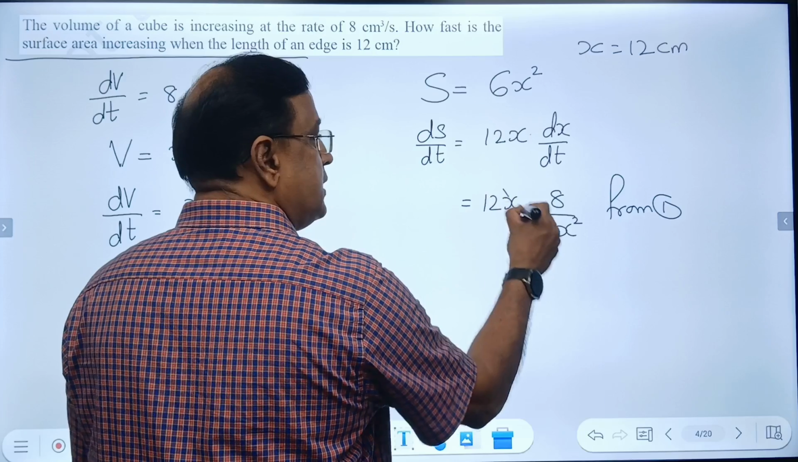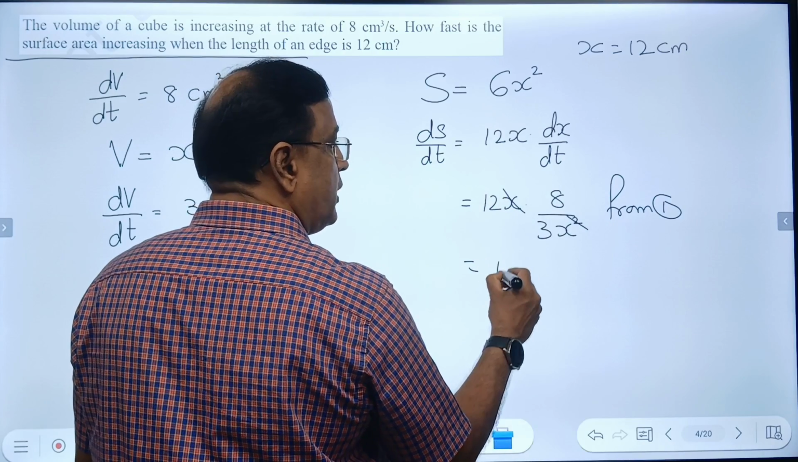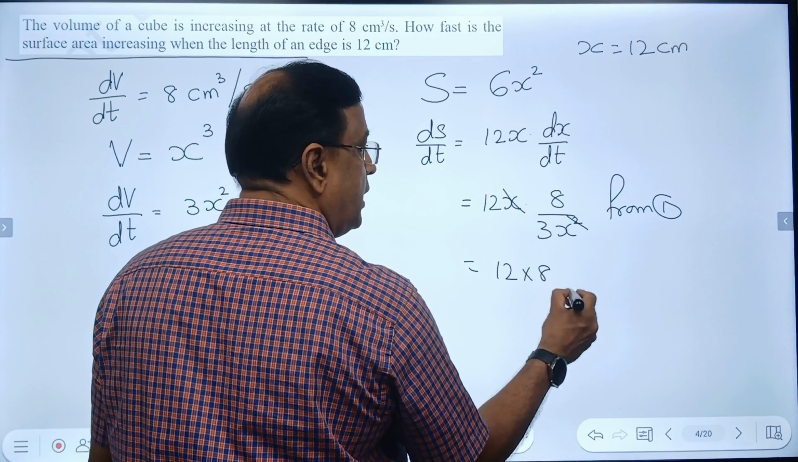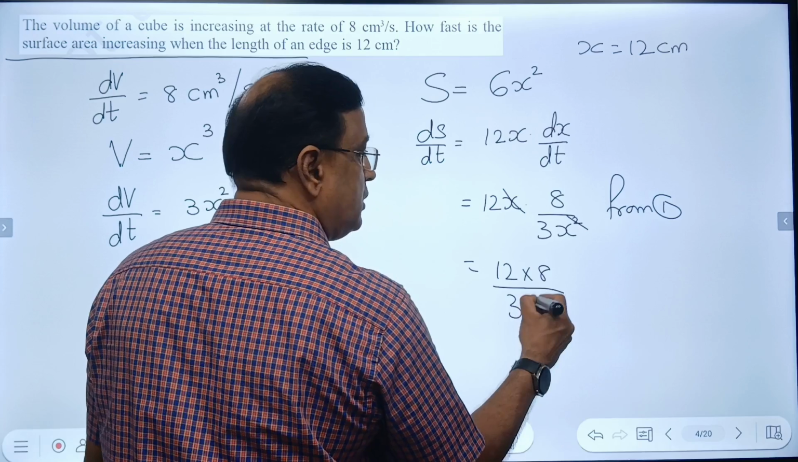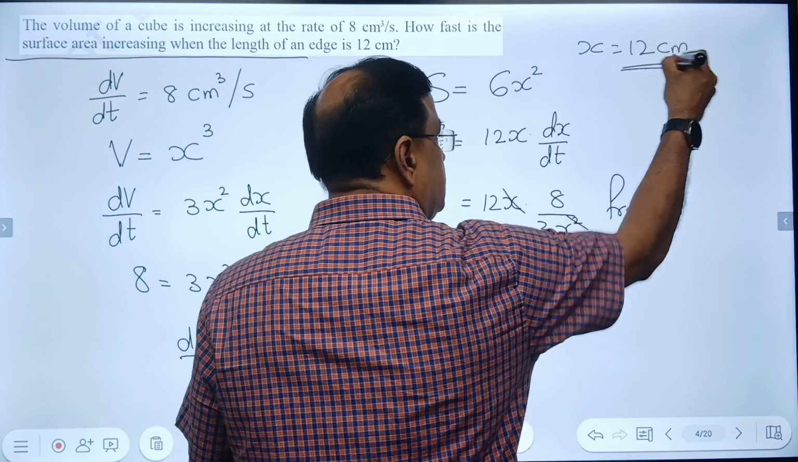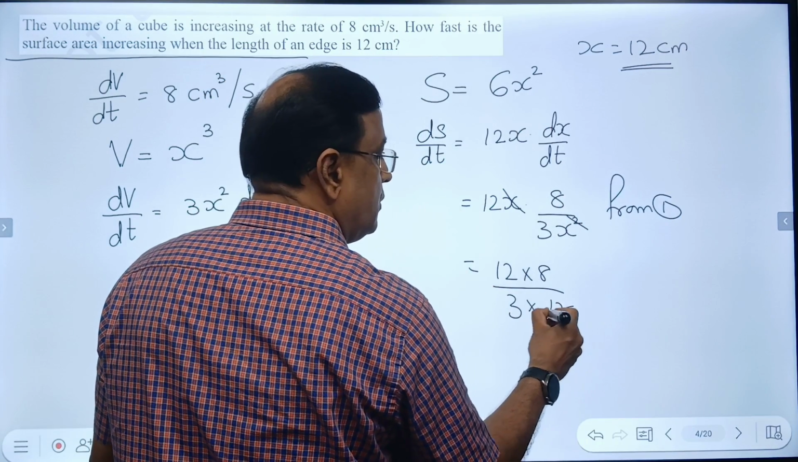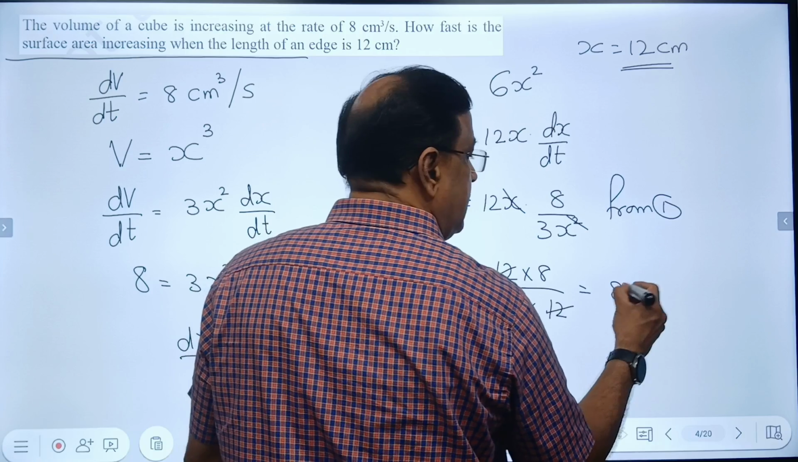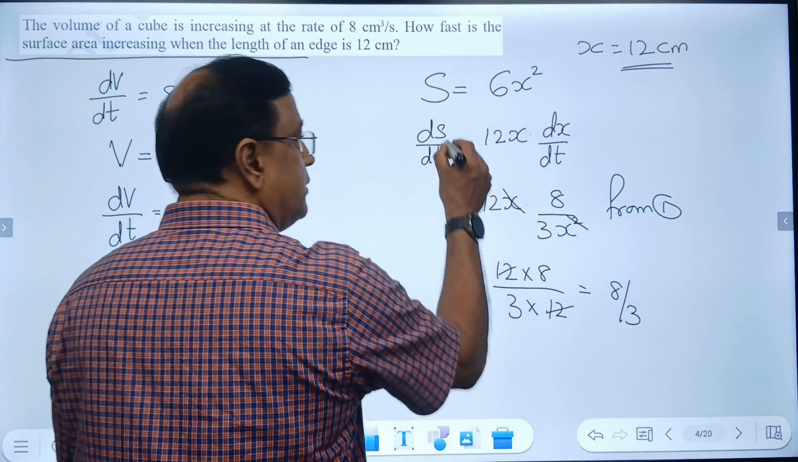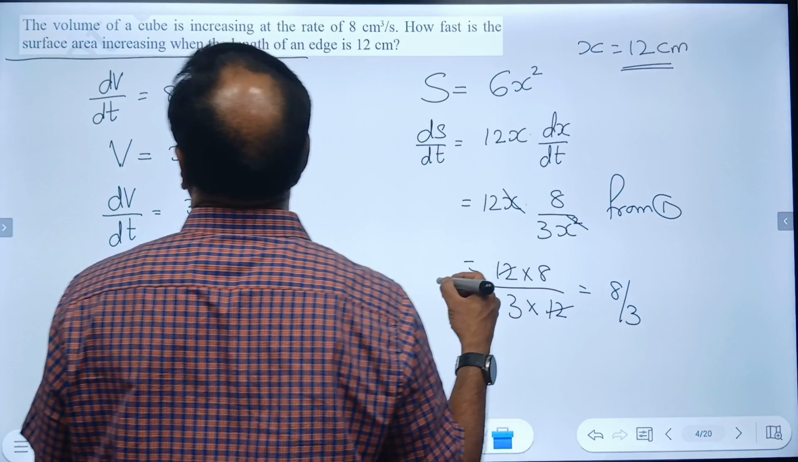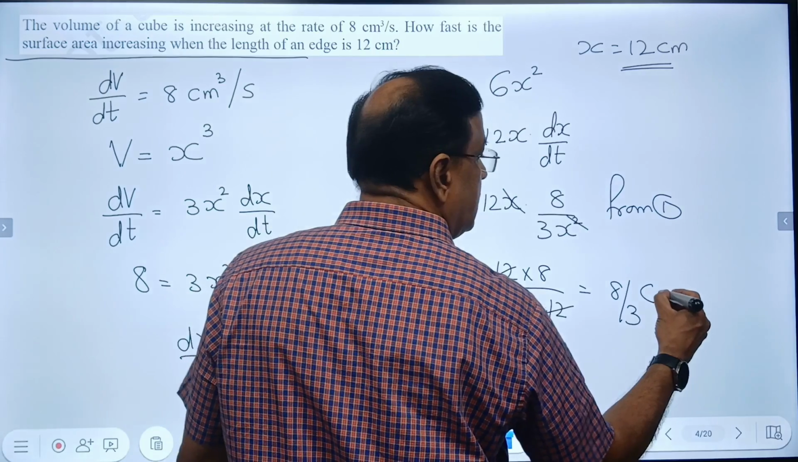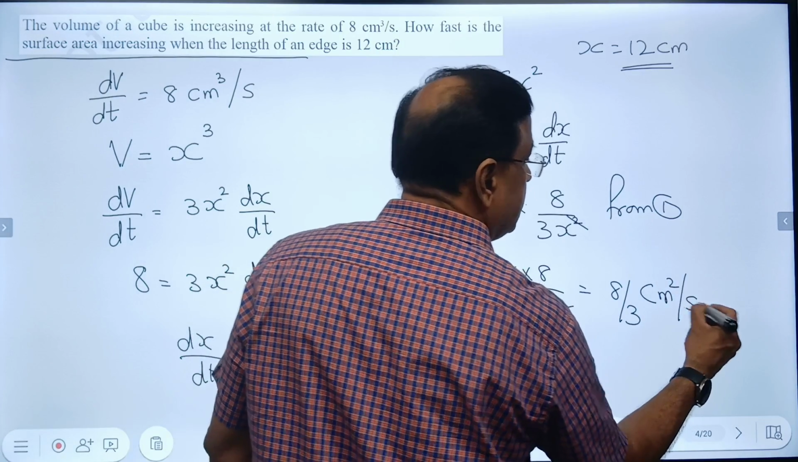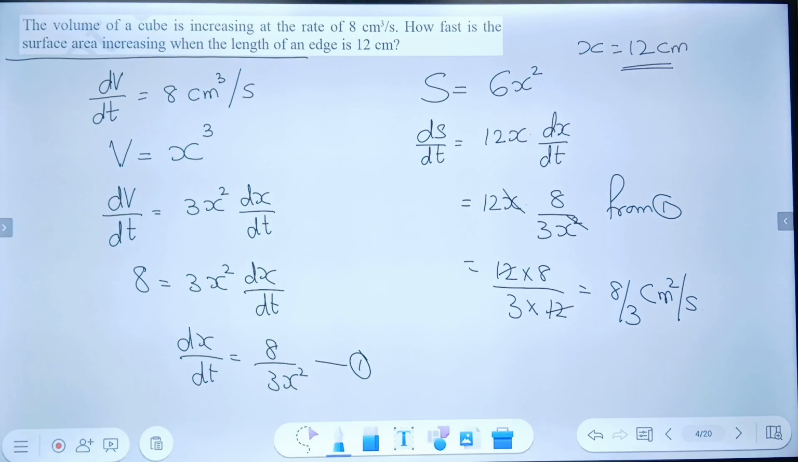Now x and x cancels. So I get 12 into 8 by 3x. But what is the edge given as? The edge is given as 12. So they get cancelled. I get 8 by 3. Surface area is centimeter square and time is given in seconds. So centimeter square per second. Simple question.